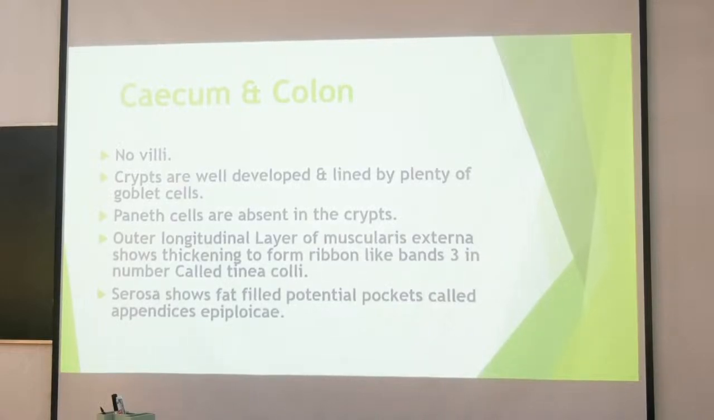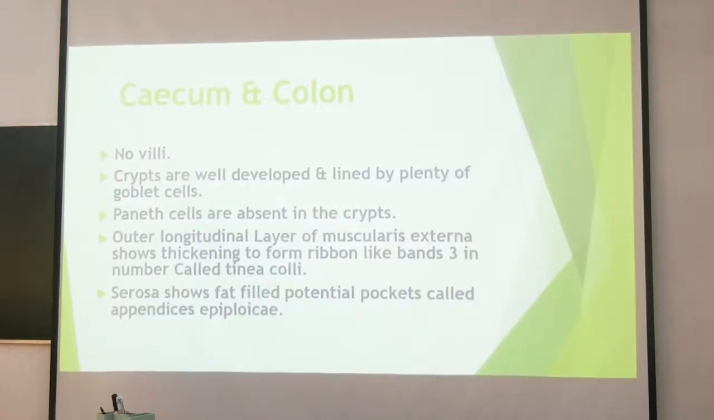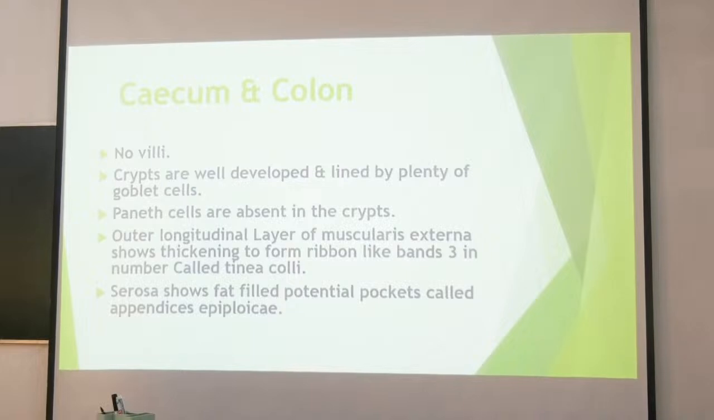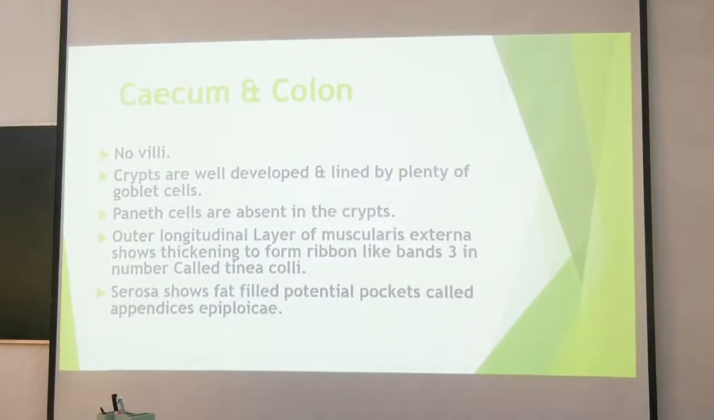Then Paneth cells are absent in the crypts. See, cecum and colon do not have Paneth cells. Where do we have Paneth cells? We found them in the appendix. Why? Because it has to destroy different types of microorganisms. So that's why Paneth cells are present in the appendix.